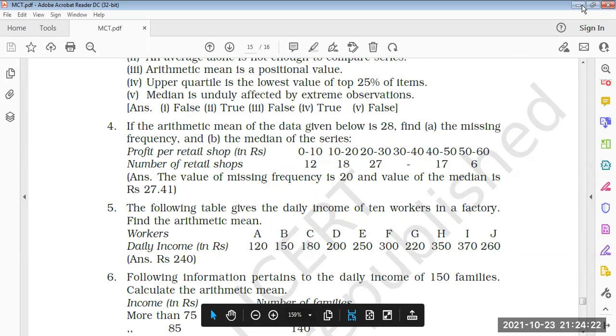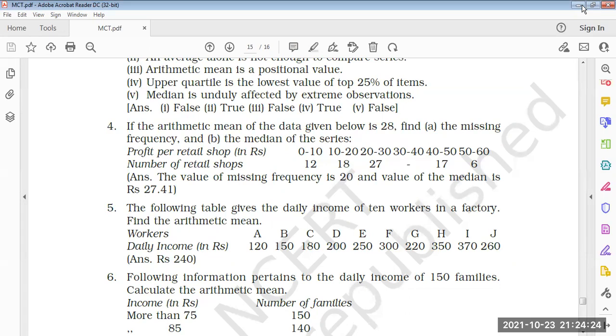There are various methods: the direct method, the assumed mean method, and similarly the step deviation method. After the assumed mean method is over, we will see the step deviation method. But first I will tell you how to calculate the arithmetic mean with the help of the assumed mean method.